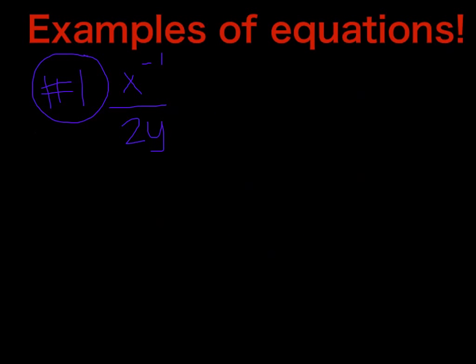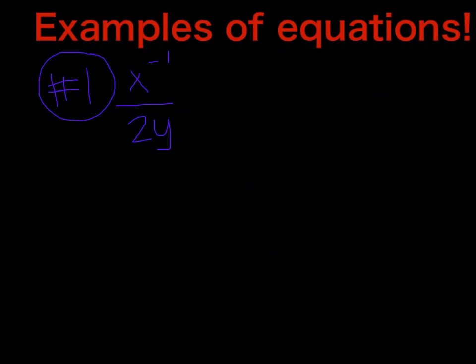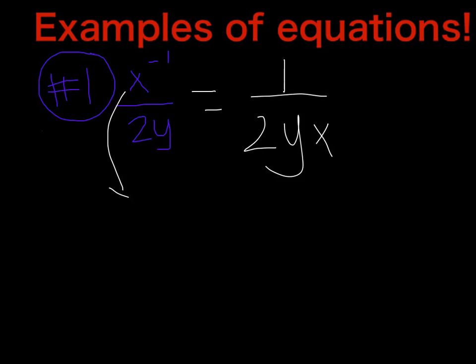Examples of equations. Number 1, x to the negative 1 power over 2y equals 1 over 2yx, because x to the negative first power equals 1 over x. Happy face.